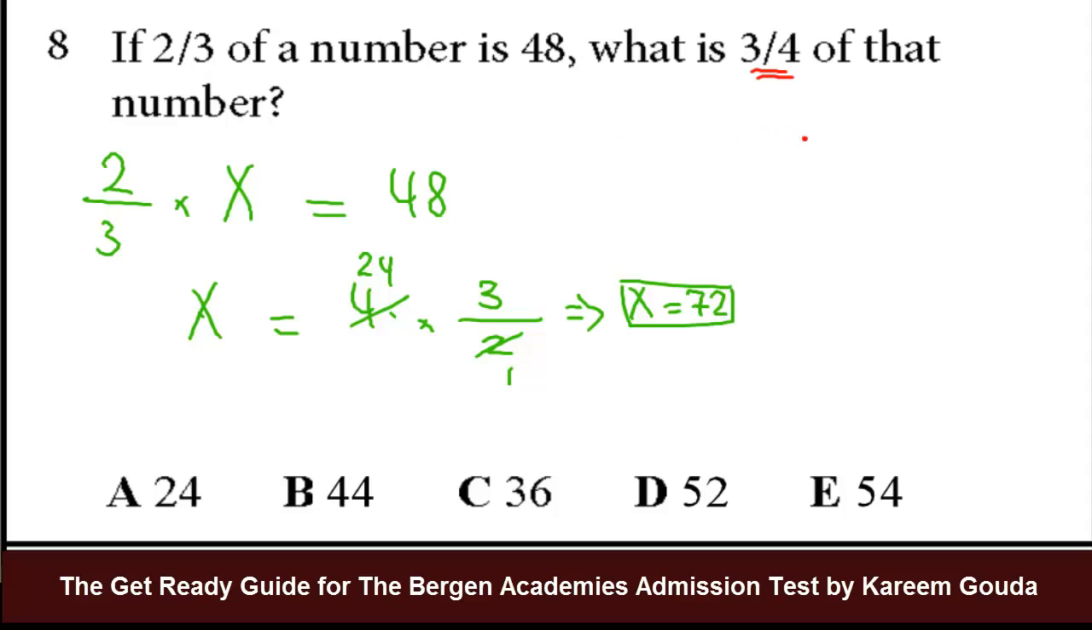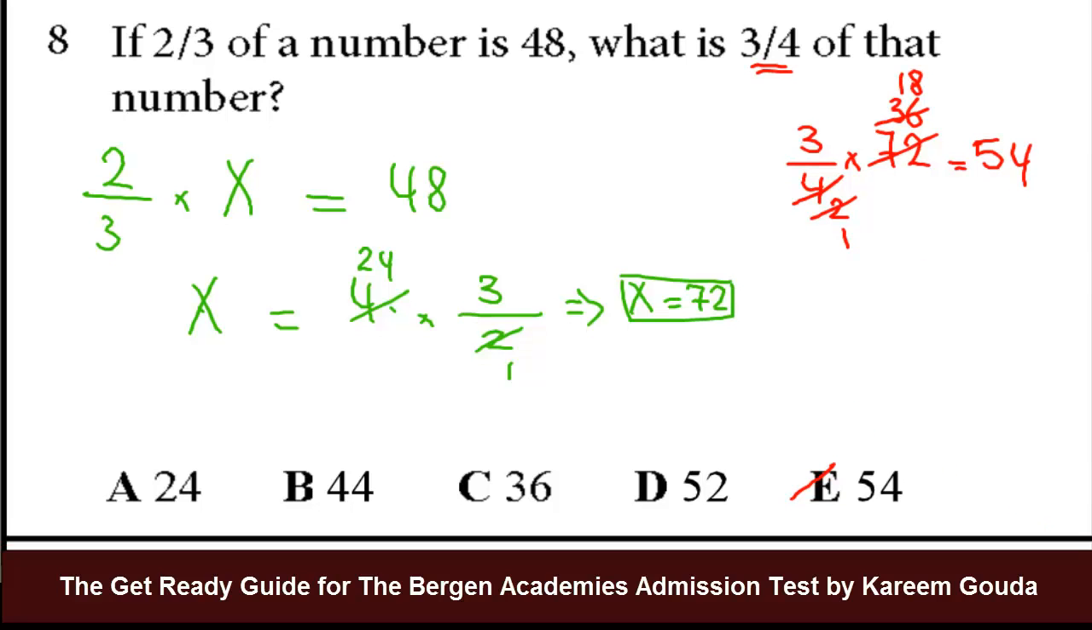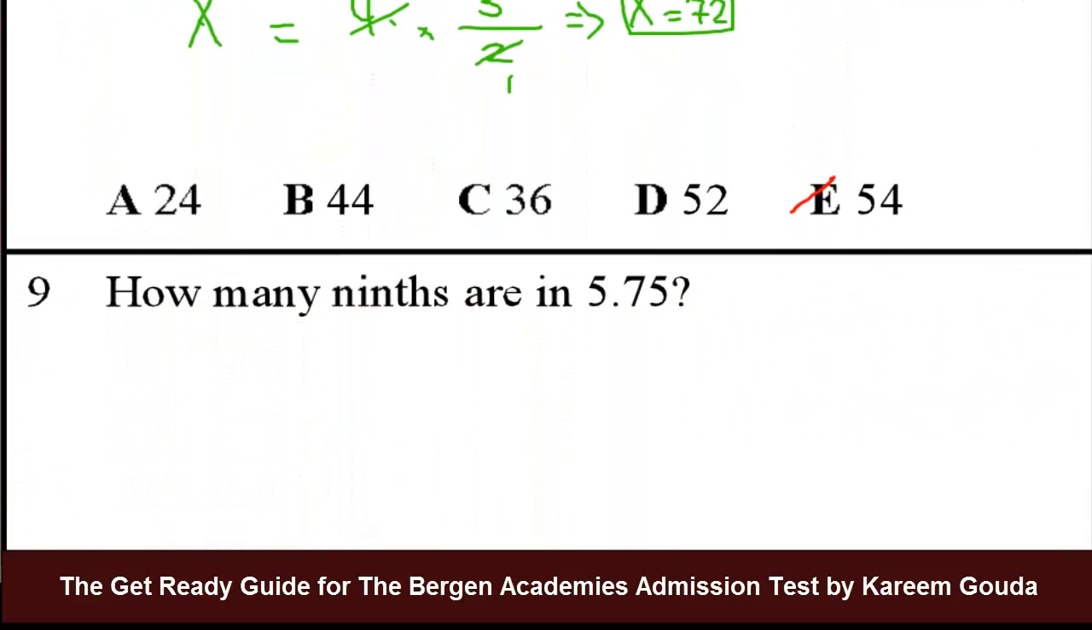So now what do we need to do? We need to find 3/4, 3 over 4, of x, which is 72. Simple. Let's simplify. 4 divided by 2 is 2. 72 divided by 2 is 36. 2 divided by 2 is 1. 36 divided by 2 is 18. So you're left with 18 times 3. 3 times 10 is 30. 3 times 8 is 24. So your answer is 54. The answer is E.